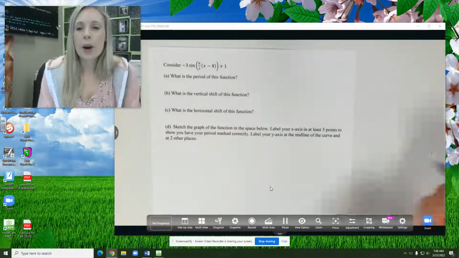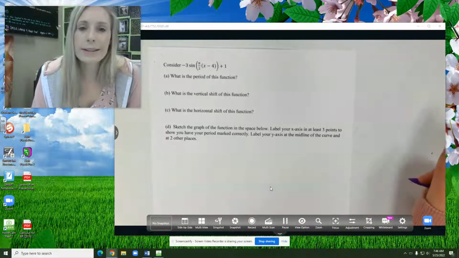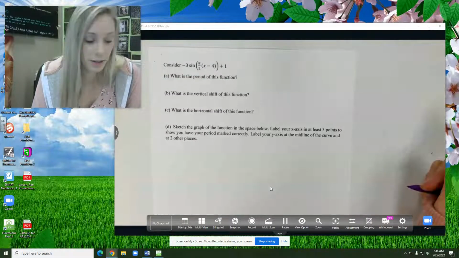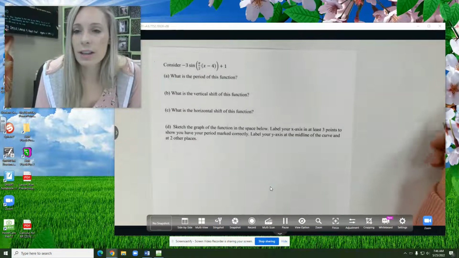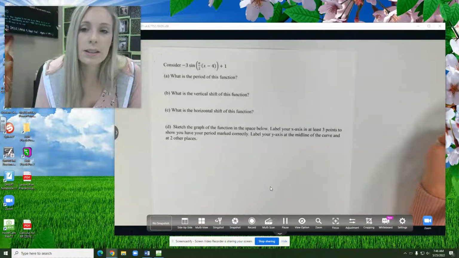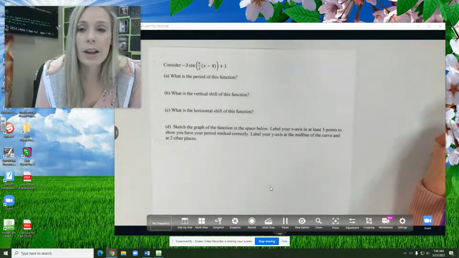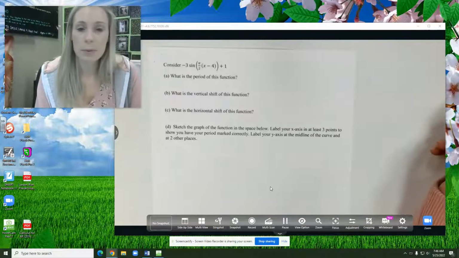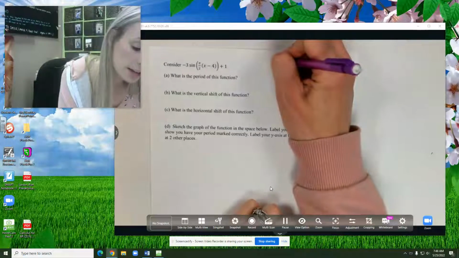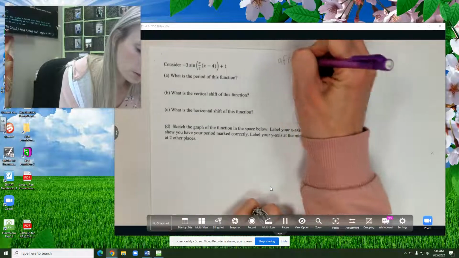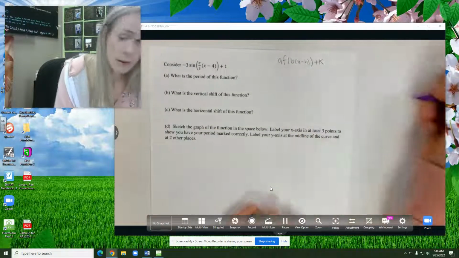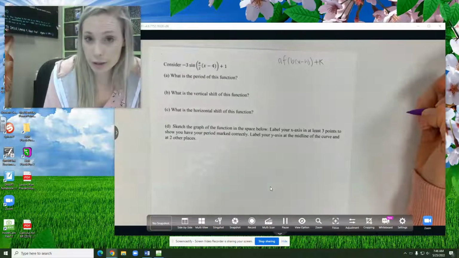In this video, I'm going to walk through graphing and key features of a trigonometric function, an equation that's been given to you. So the equation that's given is -3 times sine of pi over 2 x minus 4 plus 1. And the first thing that I want you guys to keep in mind as you're working through these is that these functions follow exactly the same transformations as every other function we've ever learned.